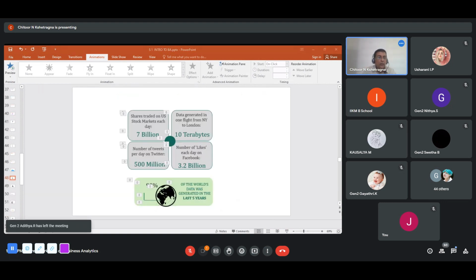Look at this. One flight, from New York to London, generates 10 terabytes of information. One single flight. The number of likes on Facebook each day is 3.2 billion. That's big data. Shares traded in US stock markets, it can be NYSE, it can be NASDAQ, 7 billion.